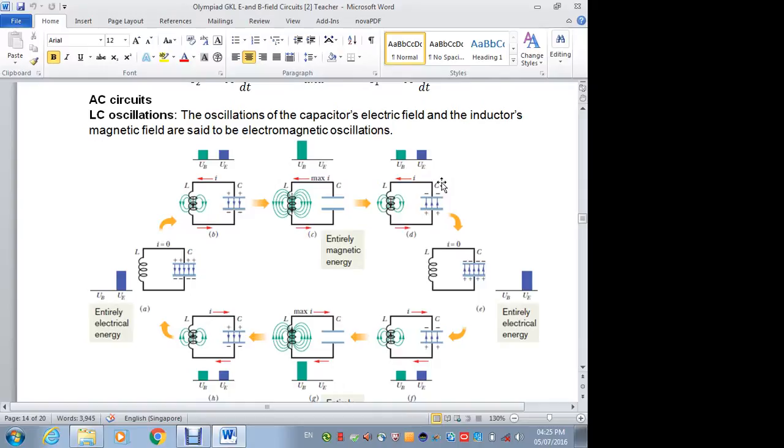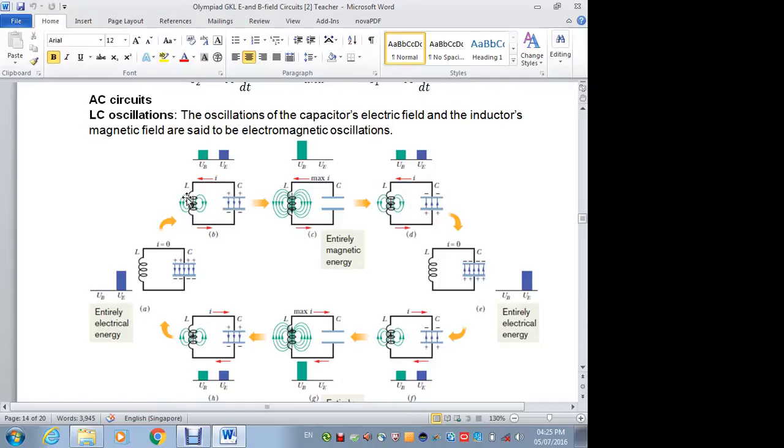So how does it store energy? Now you know from the previous cases that energy can be stored in the electric field, half epsilon naught E squared. It can be stored in the magnetic field, half, what's the formula? Half over mu naught B squared, something like that.